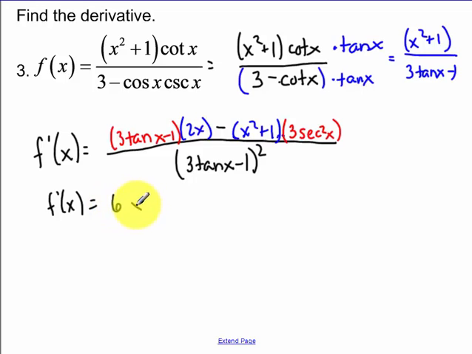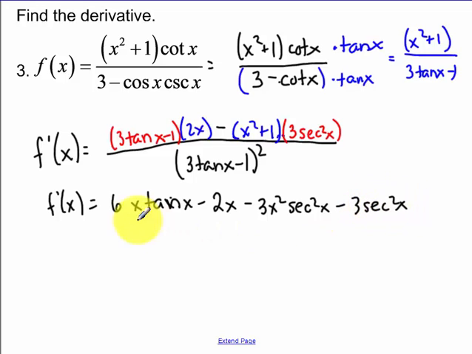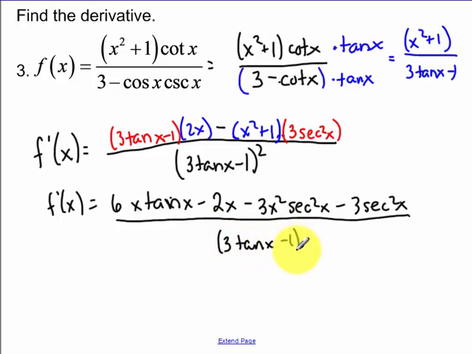We get 6x tan x minus 2x minus a 3x squared secant squared x minus a 3 secant squared x all over our denominator. I don't think we can simplify that anymore, so I'm going to leave it like that.